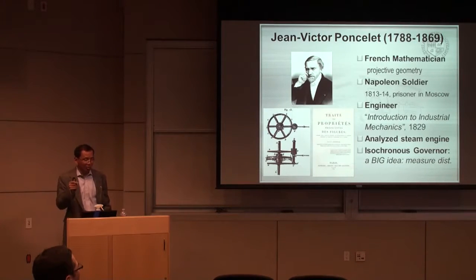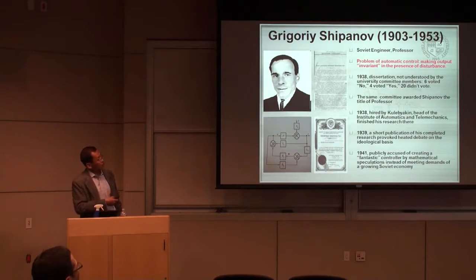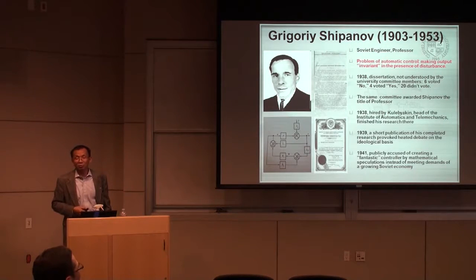And the Russian scholar attributed the name invariance principle to Poncelet. And that leads to the Russian scholar about 100 years later, in 1939. This Russian scholar wrote a PhD dissertation on the invariance principle. Nobody understood it, and he didn't get his PhD. He got an appointment as a professor because he was so brilliant. And in 1939, he wrote a shortened, easier to understand paper.